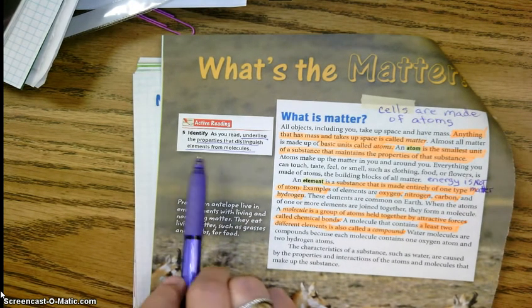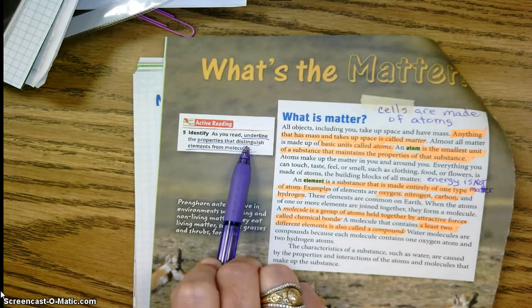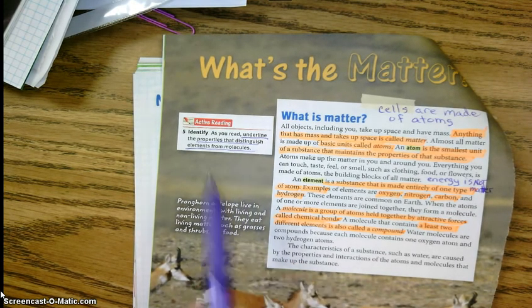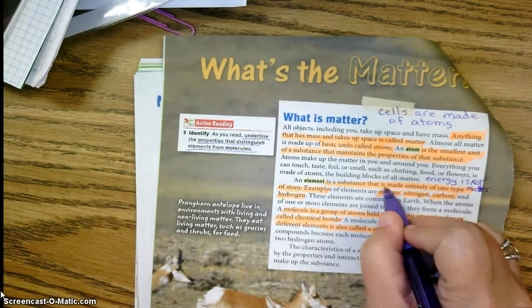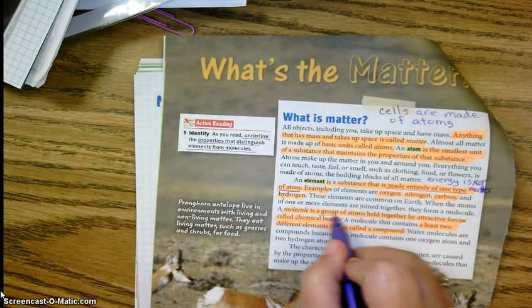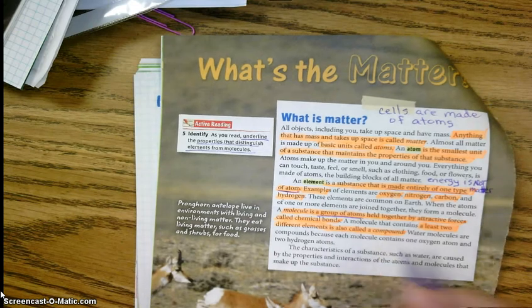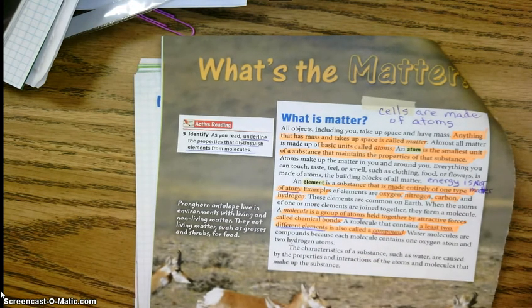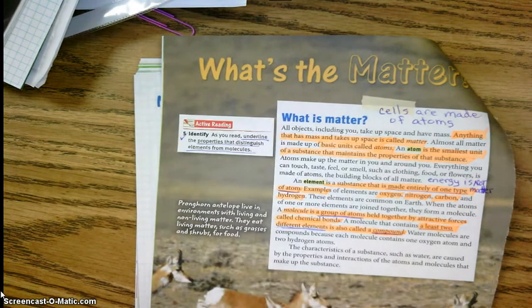So let's go back to question number 5. It says, underline the properties that distinguish elements from molecules. If something is distinguished, it's different from the rest. So they want to know what is different from an element to a molecule. Well, the element is made of one type of atom, and a molecule is a group of atoms. And if it's a compound, those are at least 2 different elements. So that would be our answer to number 5. So we answered it. We can check the box. On to page 107.